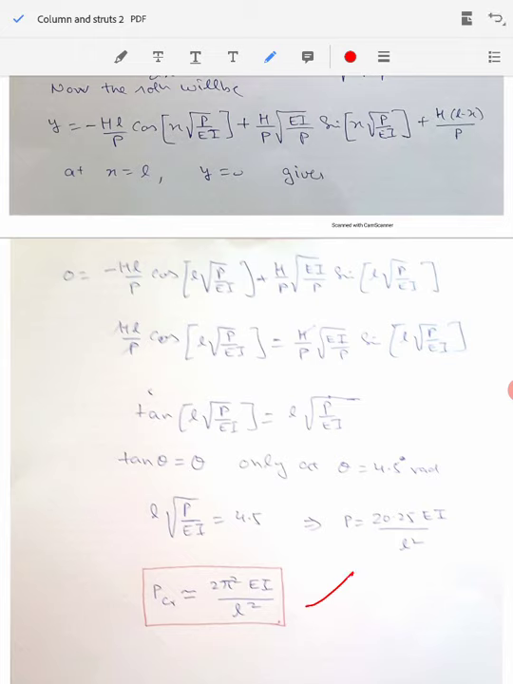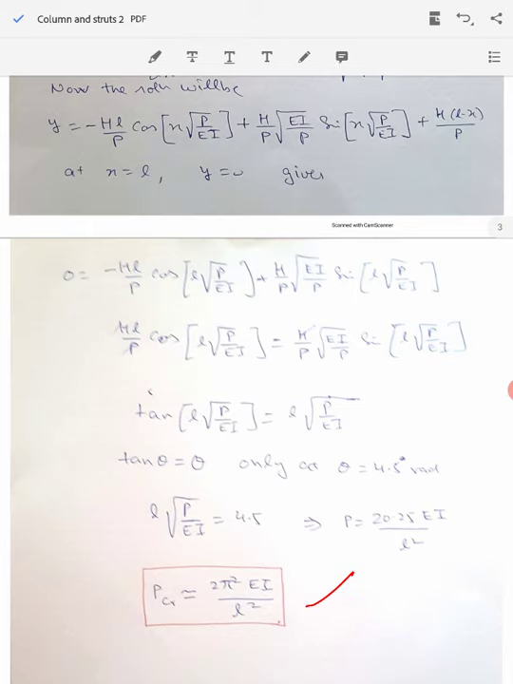Now this is twice the value of what we calculated for the hinged end, but half the value of what we calculated for both ends fixed. So it is double the value of the hinged end and half the value of both ends fixed.